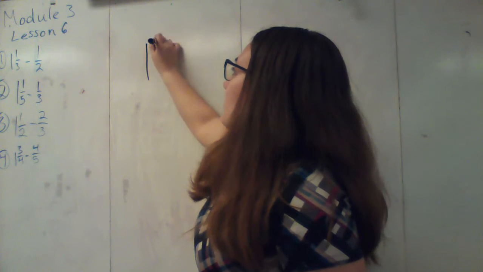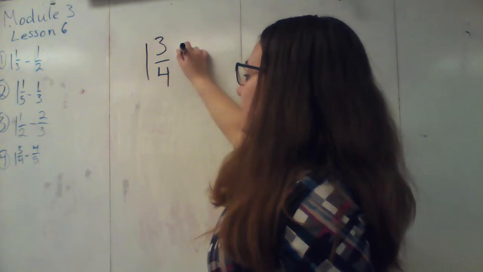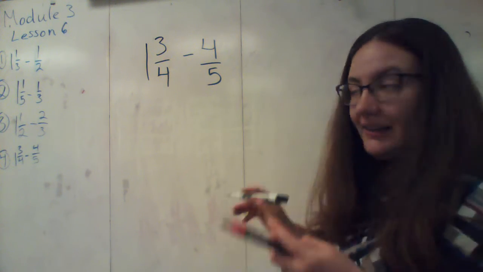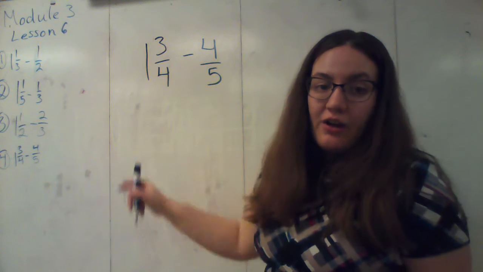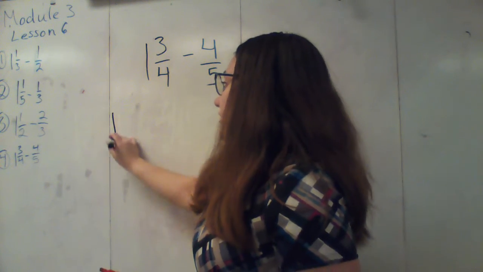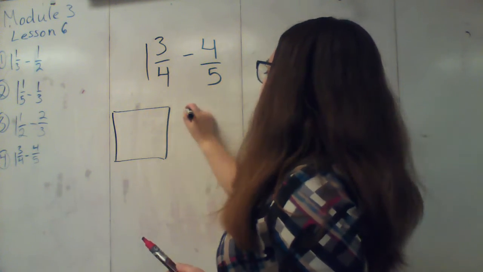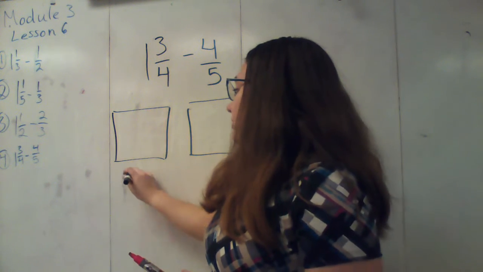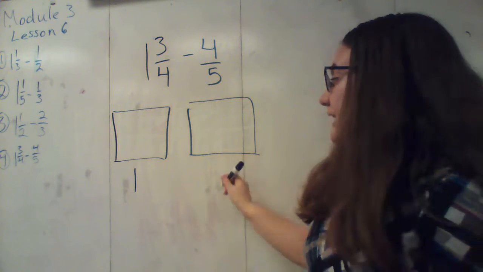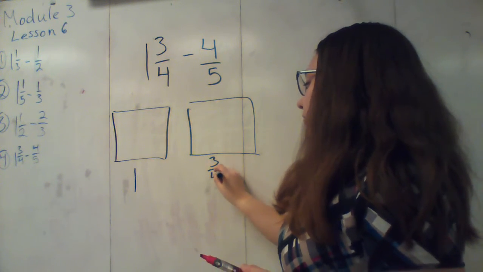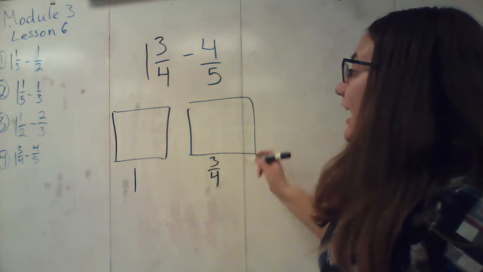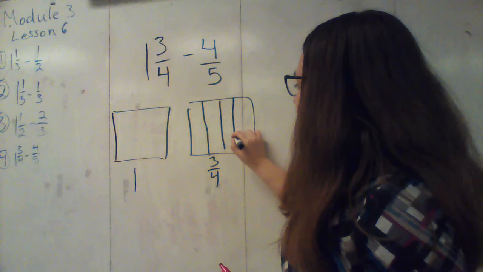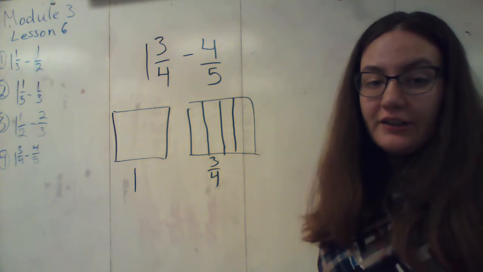So our very last problem is 1 3/4 minus 4/5. Again, I only want to show a model for this first fraction. So start off by drawing 2 boxes. And my first box will be for my whole, and my second box will be for my 3/4. I'm going to show you this model cut into fourths. So this model's been cut into fourths.